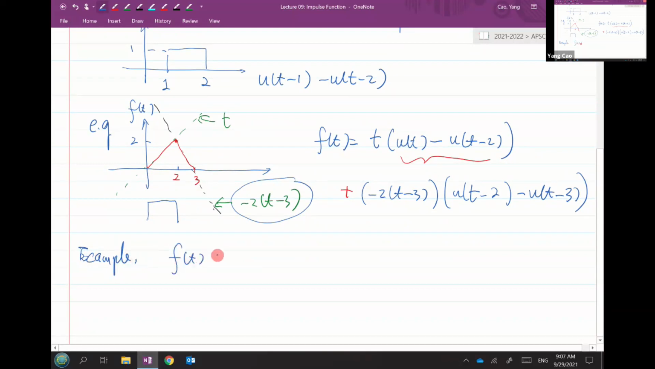For this example, let's look at the convolution between an arbitrary function f and the unit step function u. So let's try this.